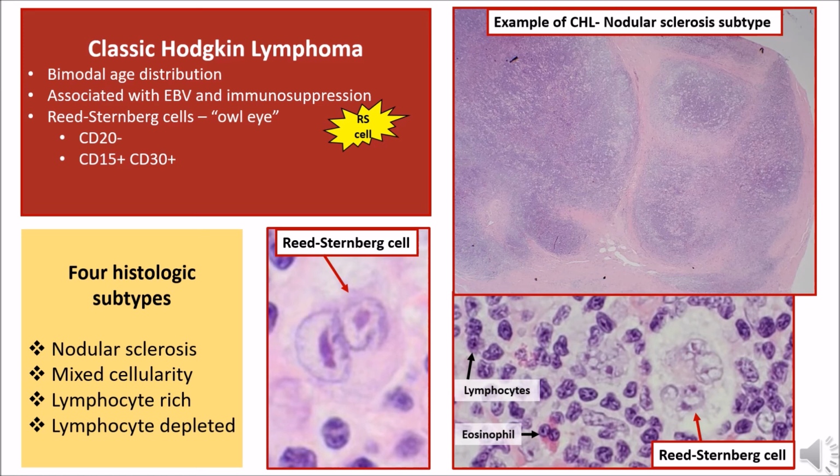Staging is based on the number and location of affected nodes following the modified Ann Arbor system. While this disease has a good prognosis at low clinical stages, high-stage disease carries a far less favorable prognosis.